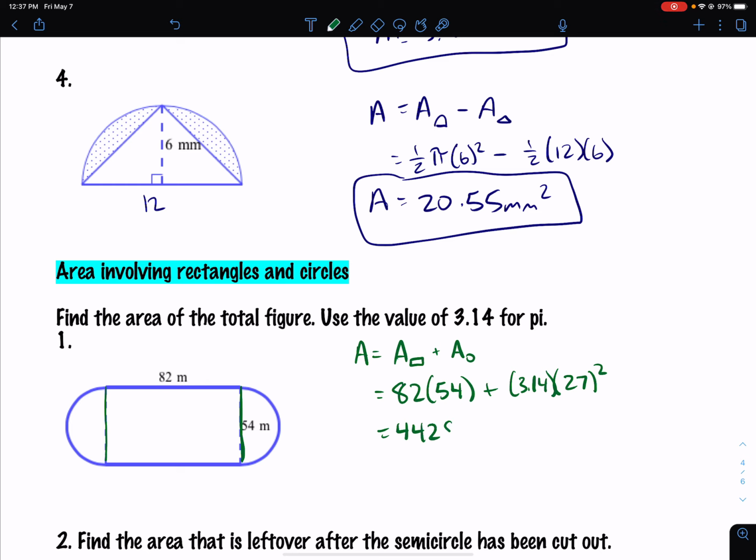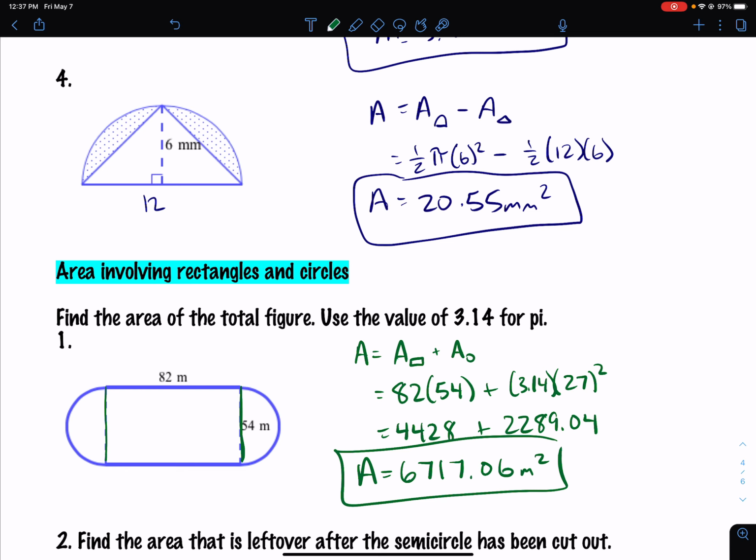So 4428 plus 27 squared times 3.14 plus 2289.06. Now I just add those together, and the area is going to be equal to 6,717.06 meters squared.